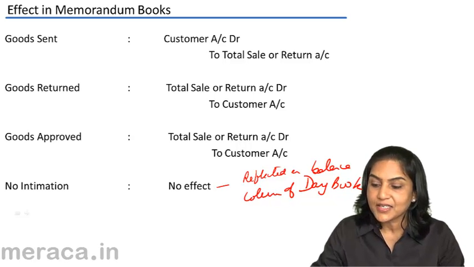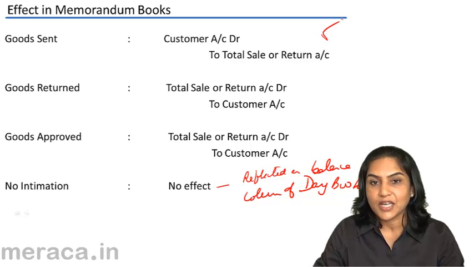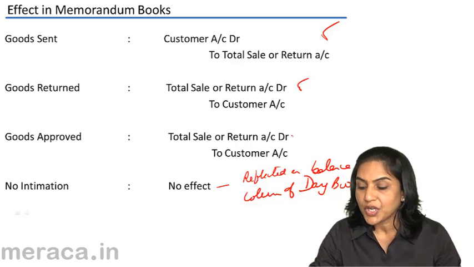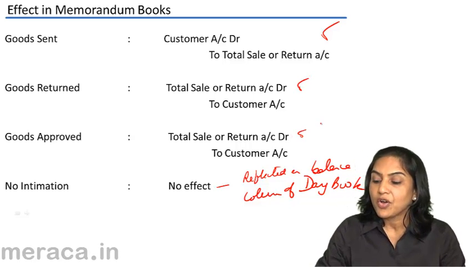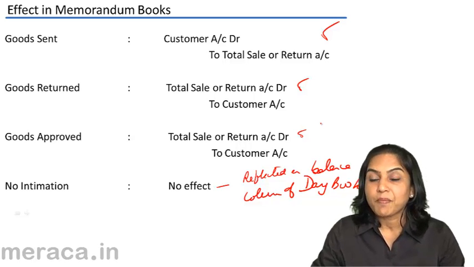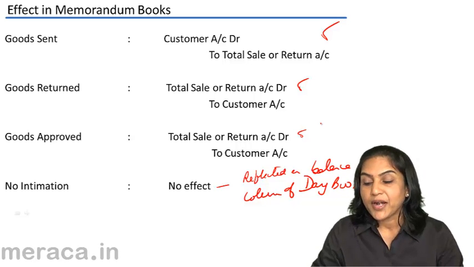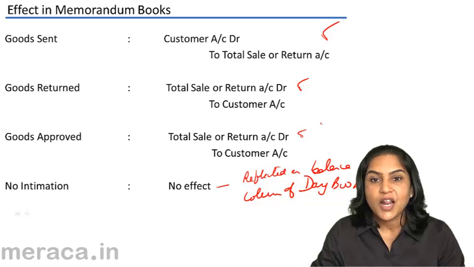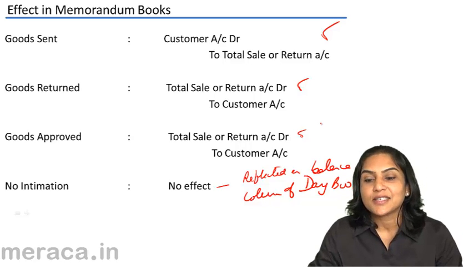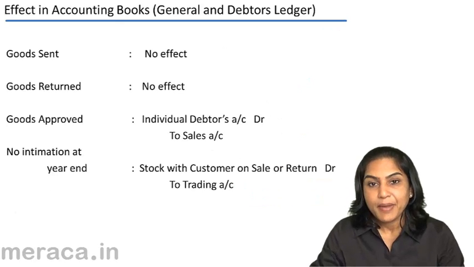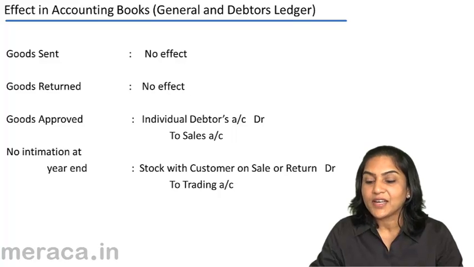Therefore, when goods are sent, customer account debit to total sale or return. If the goods are returned, total sale or return to customer. If goods are approved, also total sale or return account to customer. If there is no intimation, we do not pass any entry in the memorandum books. The balance in the total sale or return account reflects the balance of goods lying with the customers at the selling price. What would be the effect in the main books, in the general ledger and the debtors ledger?